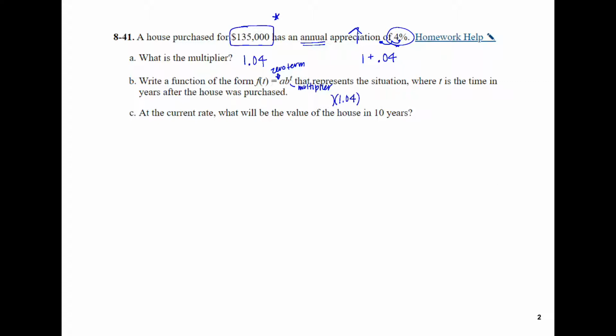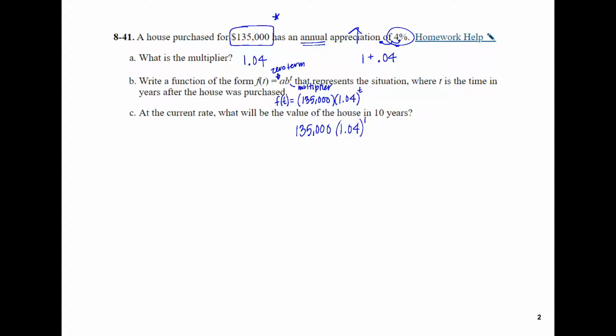We know that our original purchase price of the house was $135,000. We want to leave this in terms of t, so f of t, because t represents our number of years, would tell us how much the new price of the house is. At the current rate, what will the value of the house be in 10 years? So we are going to replace our t, or our time, with 10.